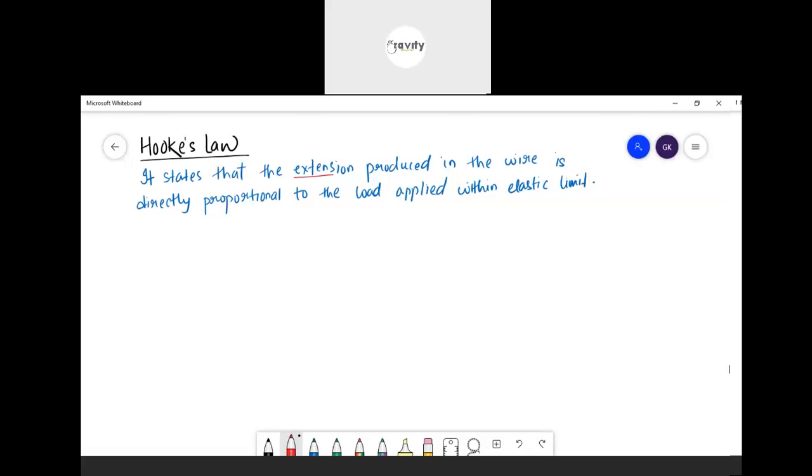Here the extension produced is related to strain and the load applied is connected to stress, and they both are considered to be directly proportional, and that too obviously within the elastic limit, after which they do not have a specific relation between them. This follows within the elastic limit of the material.